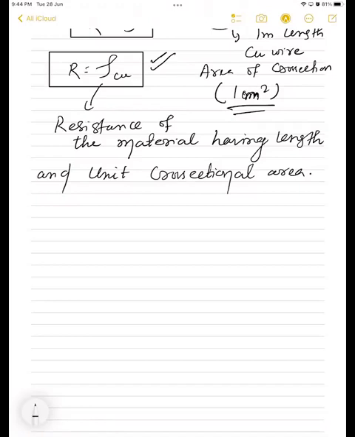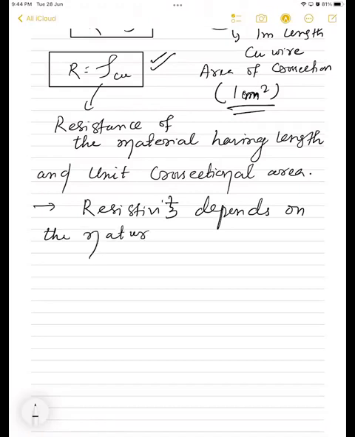And resistivity depends on the nature of the material of the conductor and temperature and also impurities. तो एक पॉइंट यहाँ पर आप ऐड कर दो, resistivity, right? Resistivity depends on the nature of the material of the conductor.